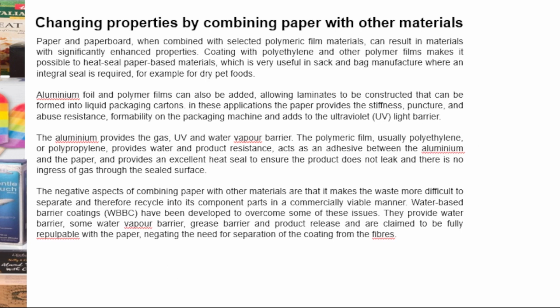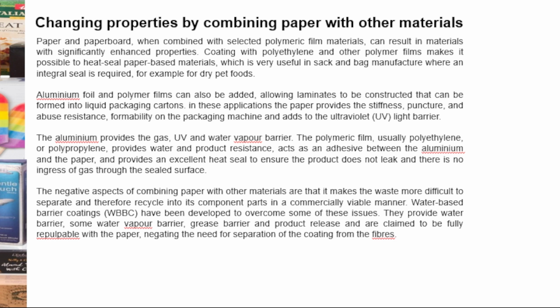Changing properties by combining paper with other materials. Paper and paperboards, when combined with selected polymeric film materials, can result in materials with significantly enhanced properties. Coating with polyethylene and other polymer film makes it possible to heat seal paper-based materials, which is very useful in sack and bag manufacture, where an integral seal is required, for example, for dry pet foods. Aluminum foil and polymer films can be added, allowing laminates to be constructed that can be formed into liquid packaging cartons.